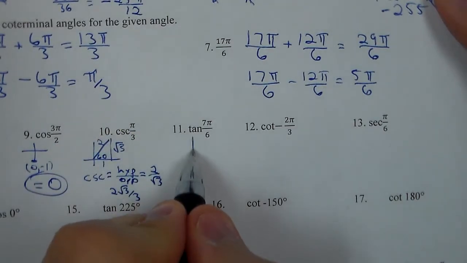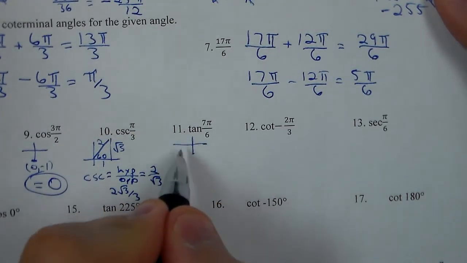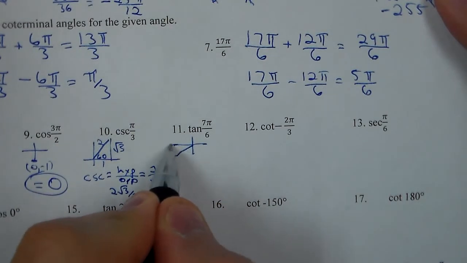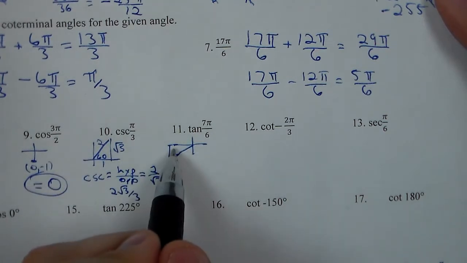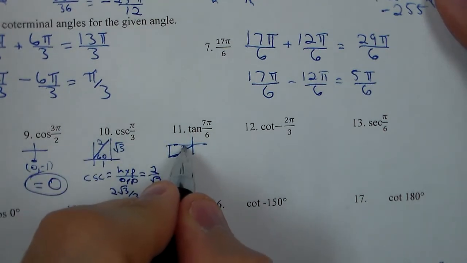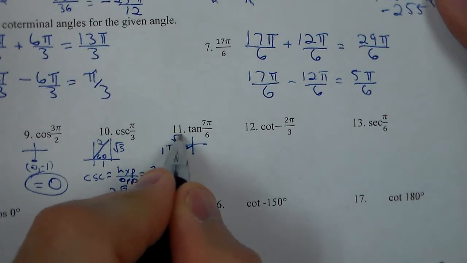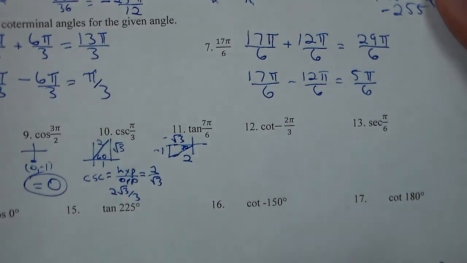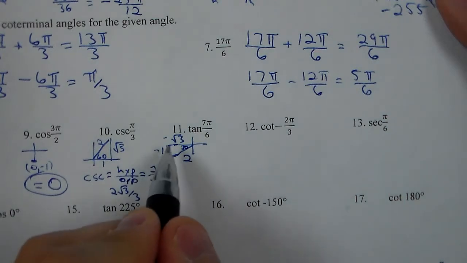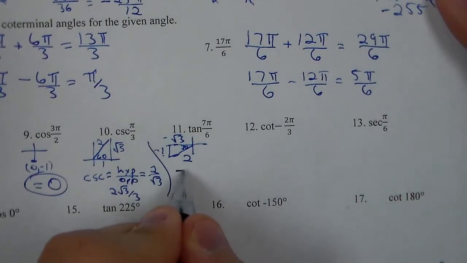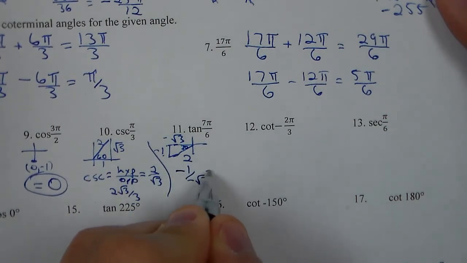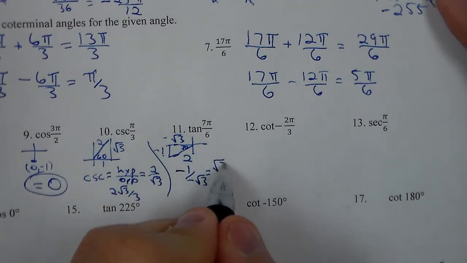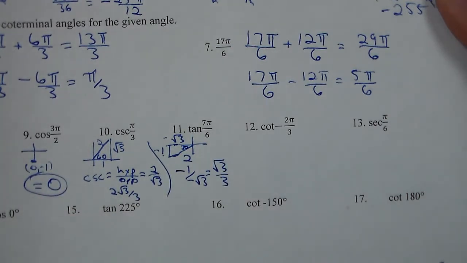Tangent of 7 pi over, excuse me. Tangent of 7 pi over 6 will be a pi over 6 past pi. That's 30 degrees, so we go 1, root 3, and 2, with those two values being negative. We want tangent, which is opposite over adjacent, so that would be negative 1 over negative root 3. It becomes positive, you move the radical up, and it is root 3 over 3.